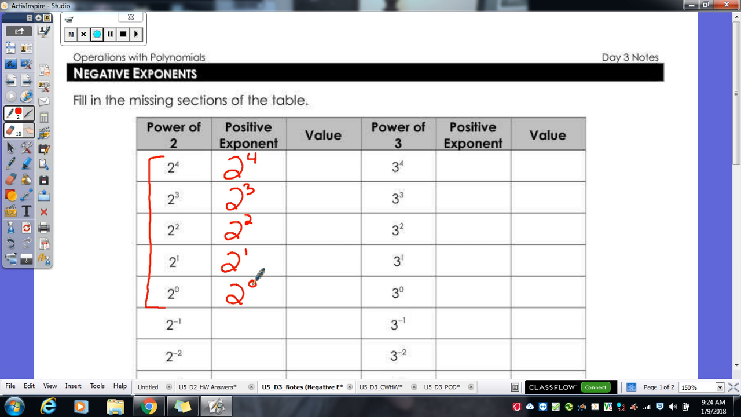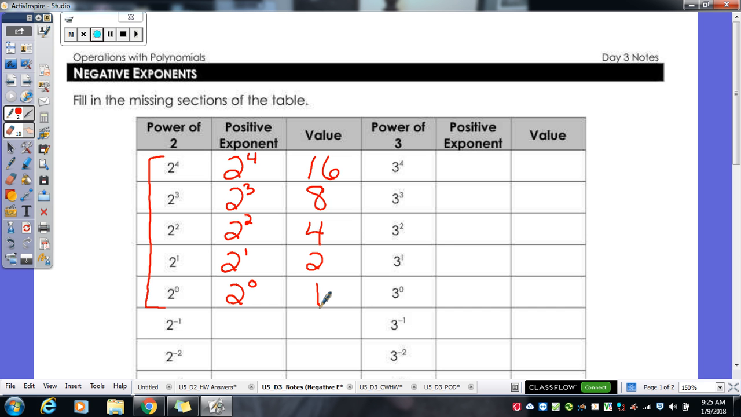So let's figure out what their values are going to be. What is 2 to the 4th power? 16. 2 to the 3rd, 8. 2 squared, 4, 2 to the 1st, 2, and 2 to the 0, 1. So those are our values.